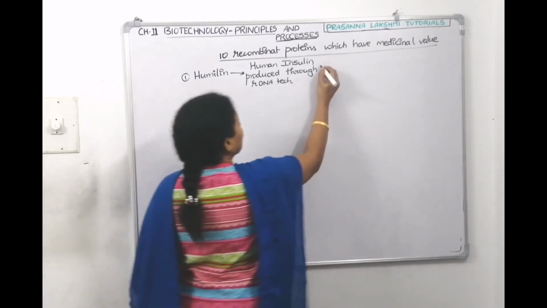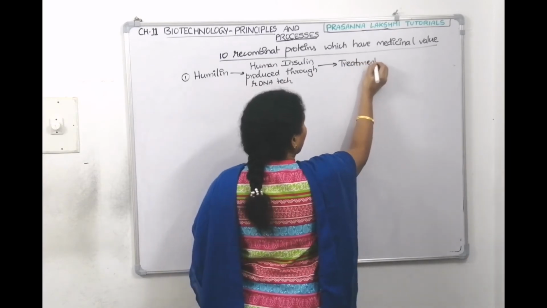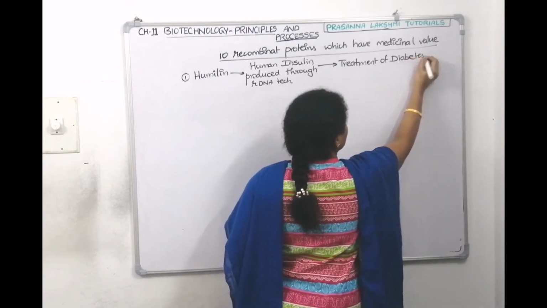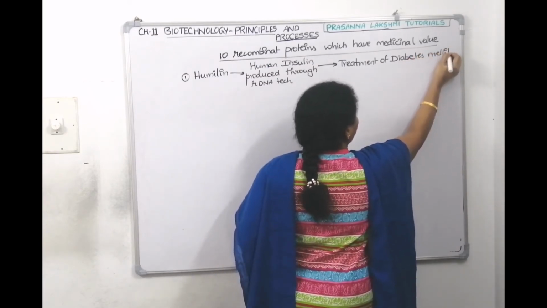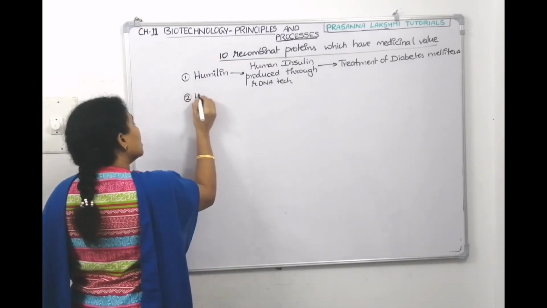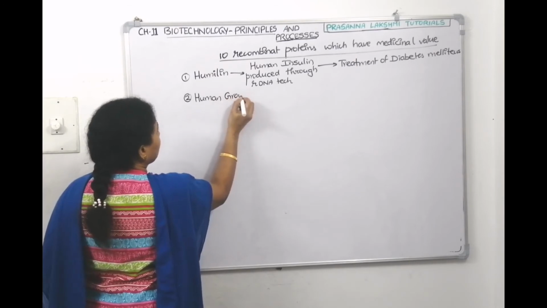Where do we use it? It is used in treatment of diabetes mellitus, right? Now, second one, human growth hormone can also be manufactured by rDNA technology.